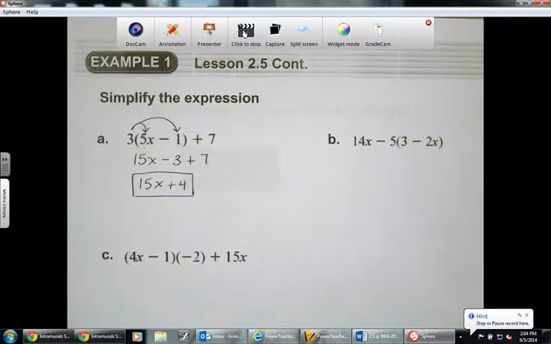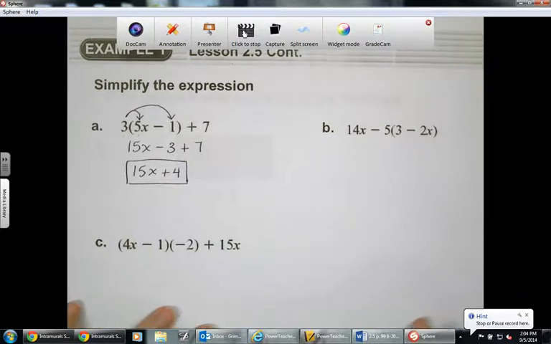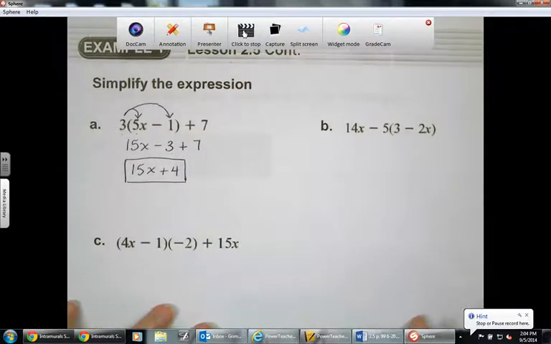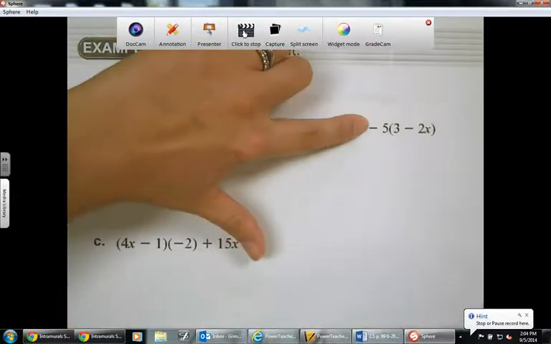All right, now here's the tricky part on B. What do you think I'm going to distribute on B? This is a trick question. Look at it carefully. Austin? Is it 5 or negative 5? What do you guys think? Negative 5. Yes, see, that's a negative 5. So we're going to distribute negative 5.